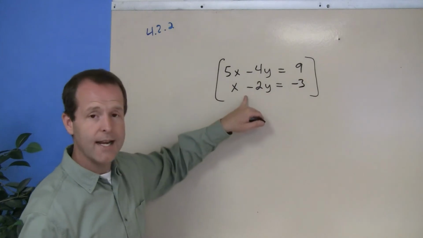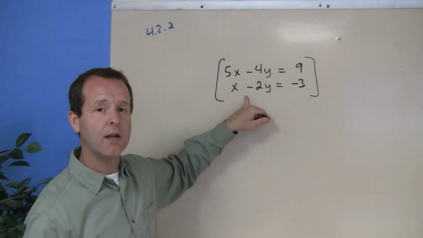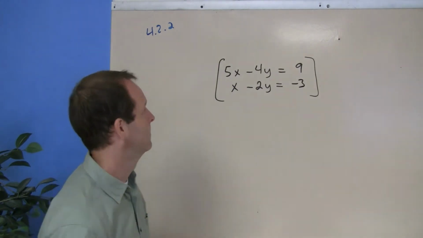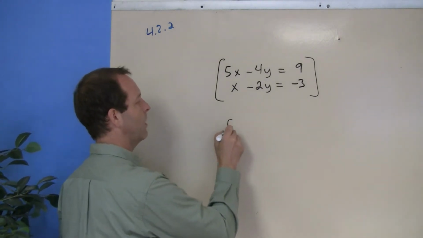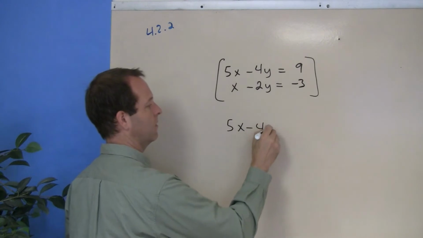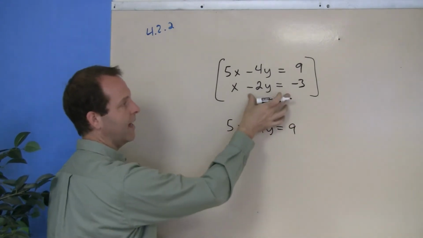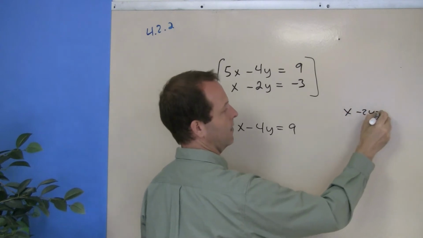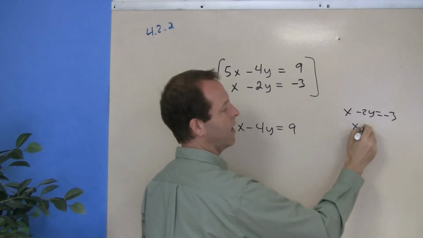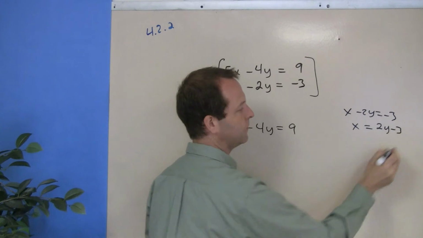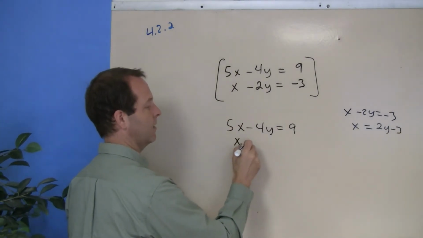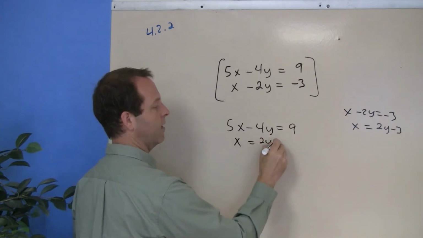Well, it looks like the second equation might be fairly easy to solve for x. All I have to do is add 2y to both sides. So what I'm going to do then is rewrite my system. On the next one, I see that if I do x minus 2y equals negative 3, add 2y to both sides, I get an equivalent expression: x equals 2y minus 3.